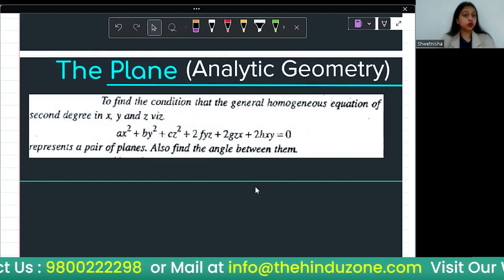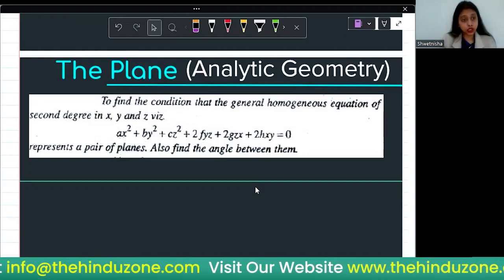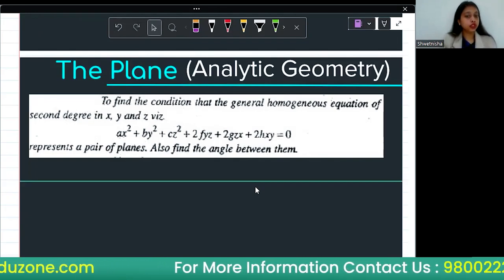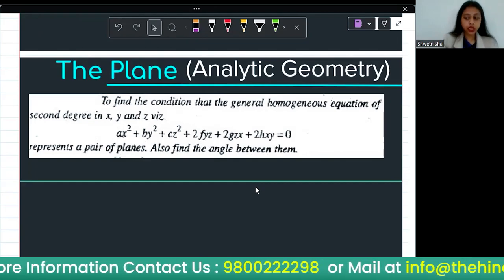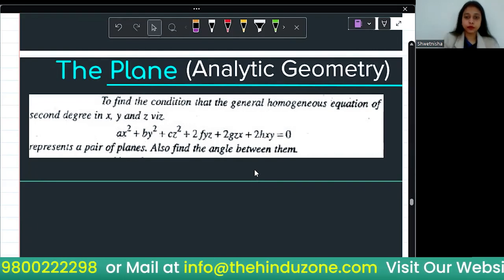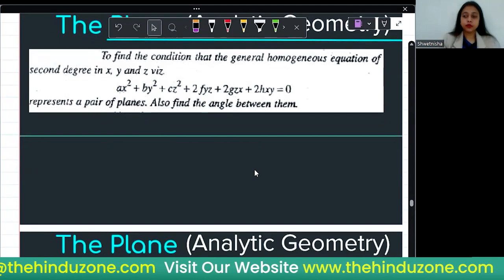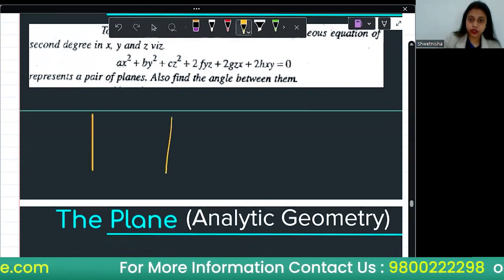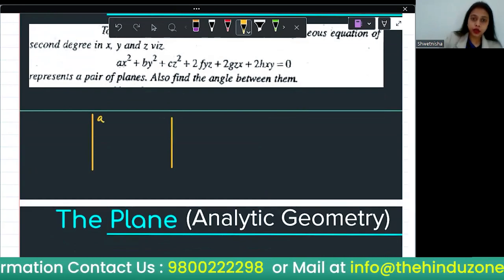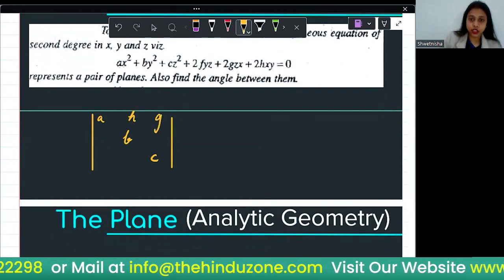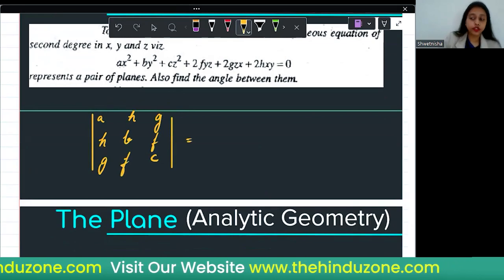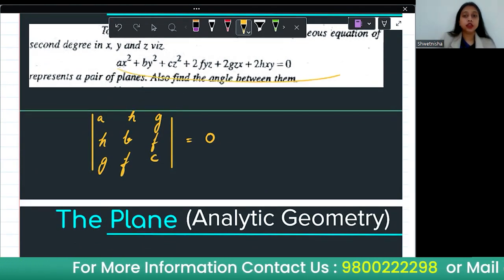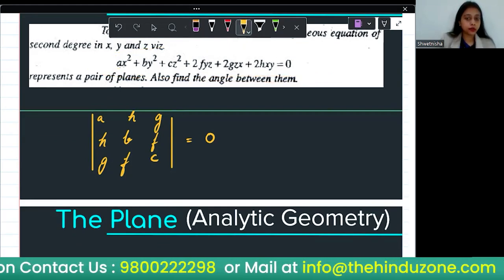Right. So, here is a general homogeneous equation in second degree, and we need to find out what condition these coefficients, A, B, C, F, G, H, should satisfy, so that I can know that yes, this homogeneous equation in second degree represents a pair of planes. What would that be? That condition would be the determinant of these coefficients: A, B, C, H here, G here, F here, and H, G here. If this coefficient matrix has determinant, this is a third order determinant. If this third order determinant is 0, then this equation is definitely representing a pair of planes.